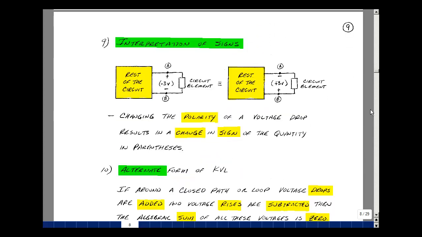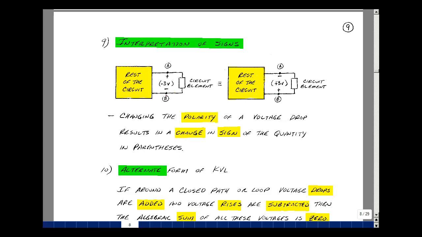There's also an interpretation of signs for voltages. So if I were to have an element connected to a circuit, and I had a drop in voltage and it had a value, suppose I wanted to change the sign that's here. If I were to make this a drop in this direction, then what I need to do is change the sign of the quantity in the parentheses. Just like current, changing the direction means you change the sign of the value. So now I've got a drop in voltage of -3. Here I've got a rise in voltage of +3. It means the same thing.